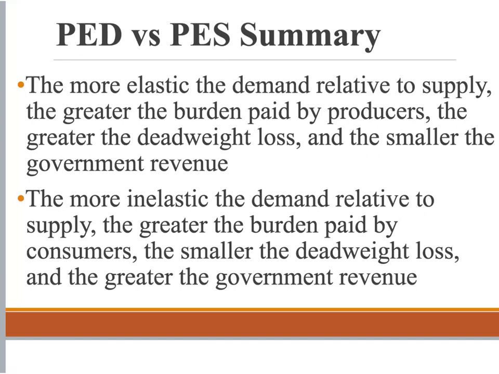The more elastic the demand relative to supply, the greater the burden paid by the producers, the greater the deadweight loss, and the smaller the government revenue. So if the government wants to maximize its revenue from the tax, they will tax inelastic products. The more inelastic the demand relative to supply, the greater the burden paid by consumers, the smaller the deadweight loss, and the greater the government revenue.